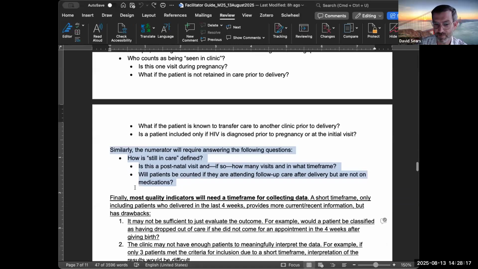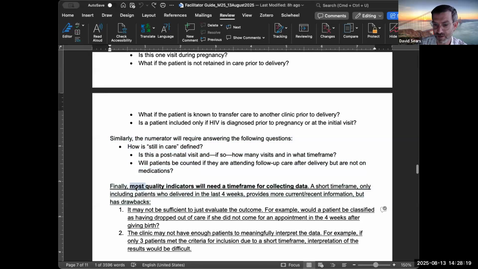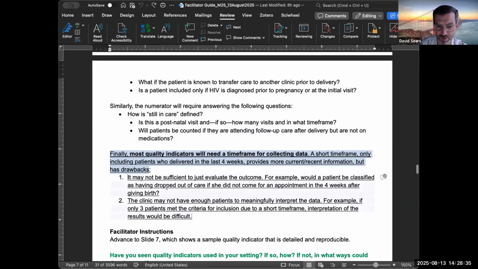And then finally, thinking about most quality indicators will need a time frame for collecting data. A short time frame may mean that we classify somebody as having dropped out of care, but it's such a short time frame they actually haven't had time to come back into care, for example, or we may not get enough patients. So there are some trade-offs around the time frame too.